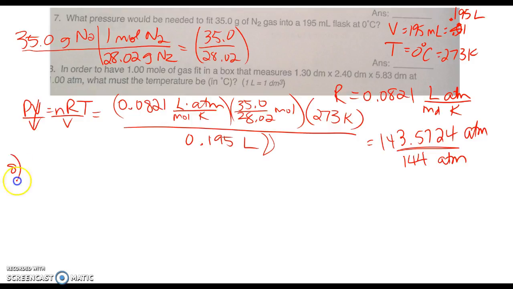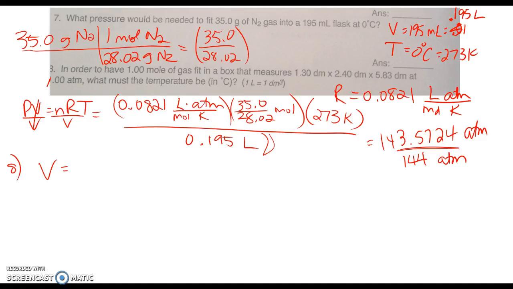Let's look at number 8. In order to have 1 mole of gas fit in a box that measures that by that by that at 1 atmosphere, I'm thinking that's what it says, it was cut off, what must the temperature be in degrees C? All right, well, we've got to figure out the volume, don't we? We have a box and a decimeter. A decimeter is 1/10 of a meter, isn't it?